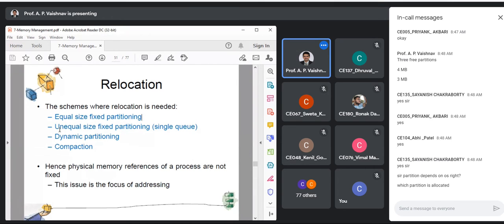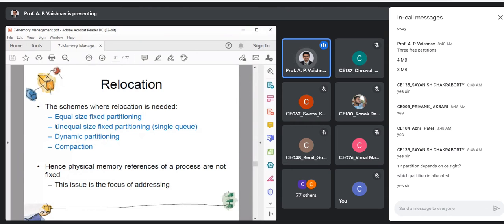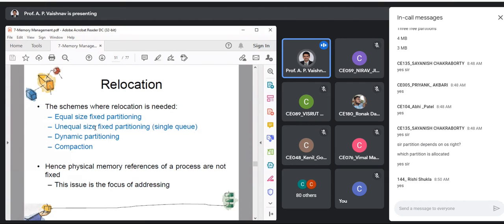Next is, yes, okay, unequal size fixed partitioning. If you go with unequal size fixed partitioning, right? So partition is still having a boundary. That means size of the partition is fixed, but you will divide your memory into different size partitions, right? Like you will allow a partition to be of 2 MB size, some will be 6 MB, some will be 8 MB, and so on, right? Remember that concept, unequal size fixed partitioning, right?